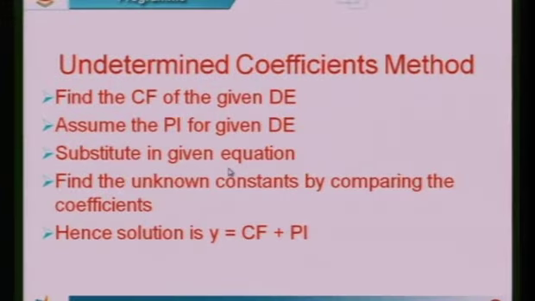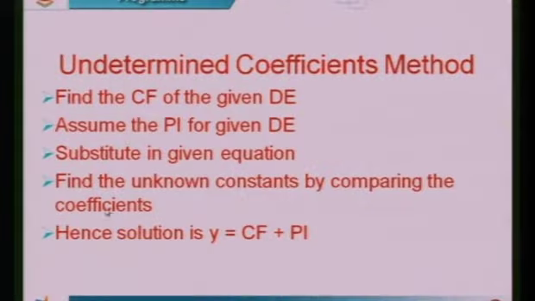Substitute this assumed PI in the given equation, definitely it will satisfy the differential equation which is given. There may be some unknown constants; find the unknown constants by comparing the coefficients. Hence the solution is y is equal to CF plus PI. Once again we will come back to this, first we will see the table.